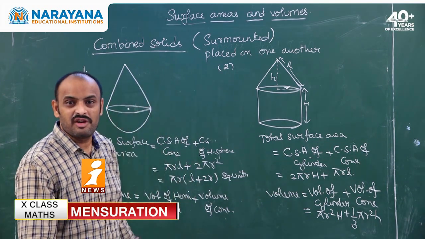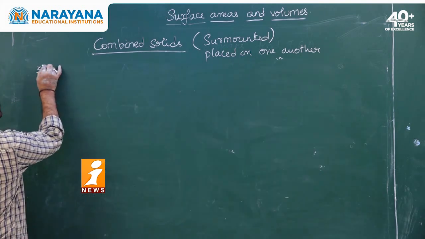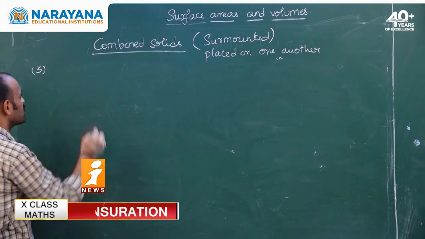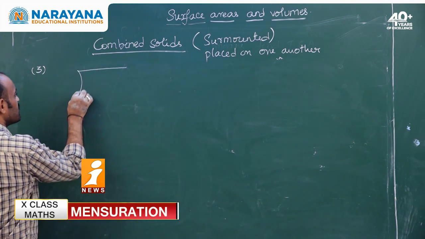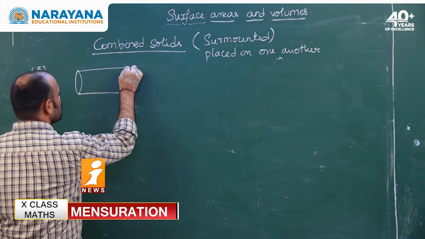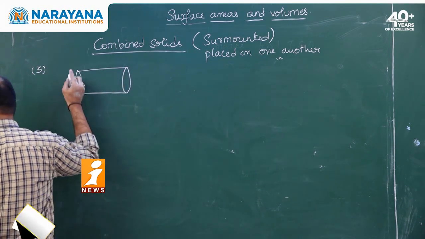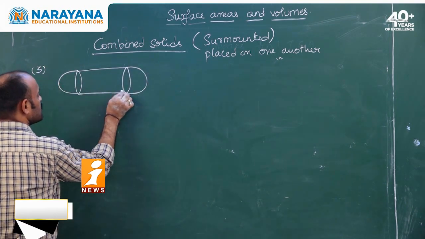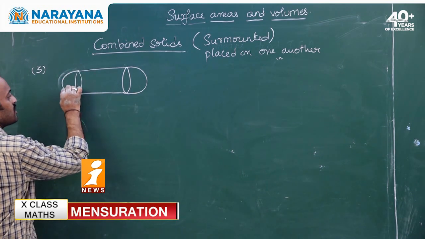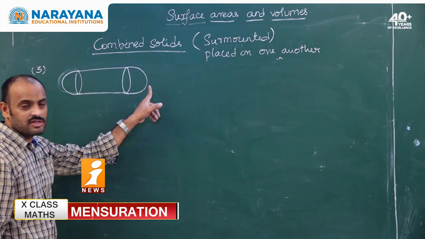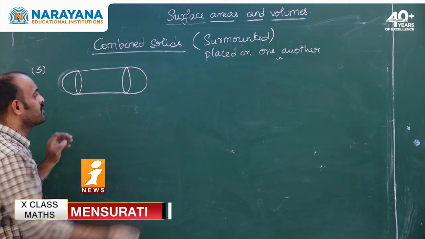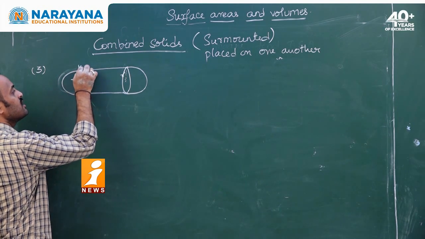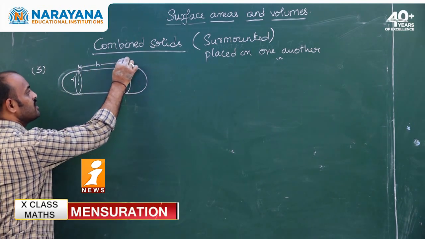Similarly, let's see some of the other combined solids. So here I am going to draw a medicine capsule or gulab jamun. So what is a medicine capsule here? A cylinder with two hemispheres on either side of the cylinder. Here the radius of the hemispheres and the radius of the cylinder are both the same. So this is the height of the cylinder.